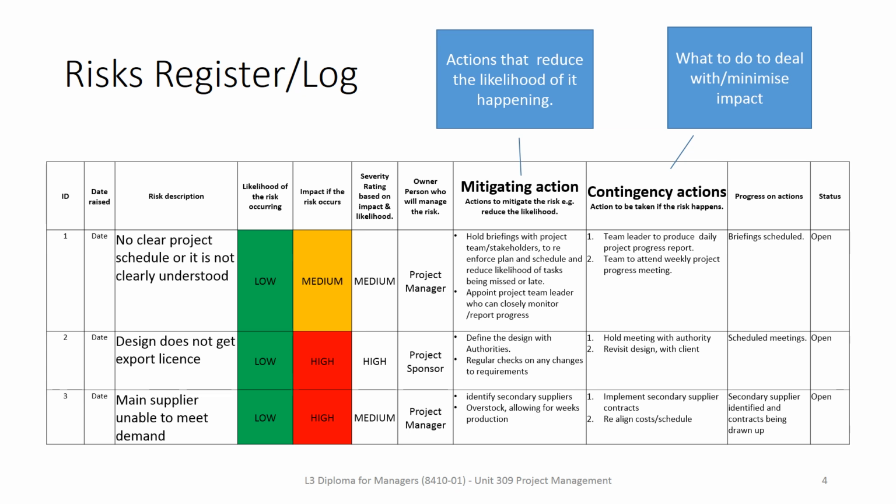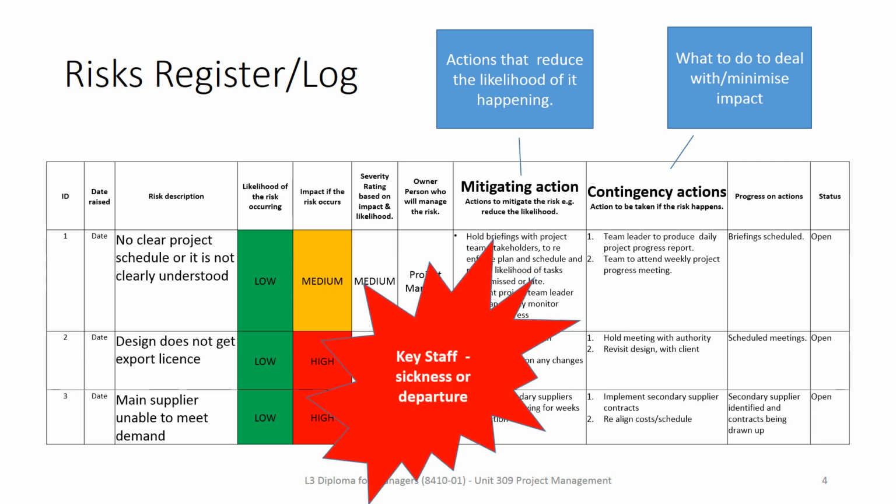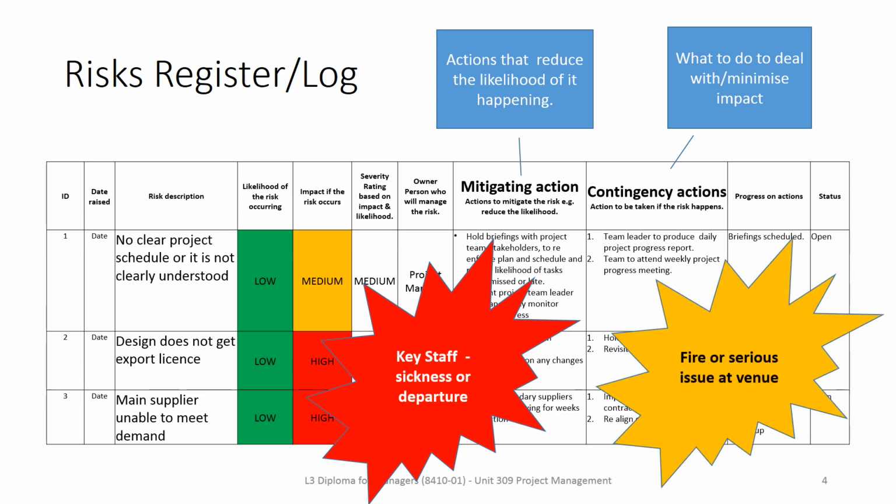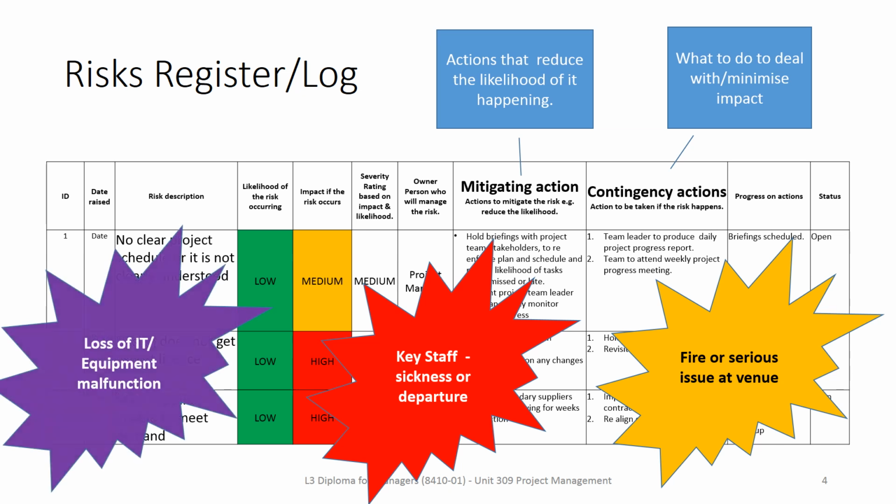Whereas if any of those risks materialize or happen, then they become an issue, which is that they're having an immediate impact. Or they could be things that we've never identified as a risk. We didn't envisage them, they've just happened. Things such as a significant member of the team goes on long-term sick or worse, leaves. There is a fire or a serious issue at one of our establishments. An IT system goes down, or a major piece of equipment that we didn't expect malfunctions.